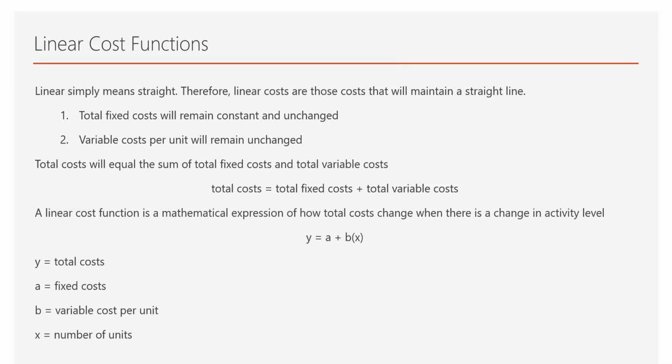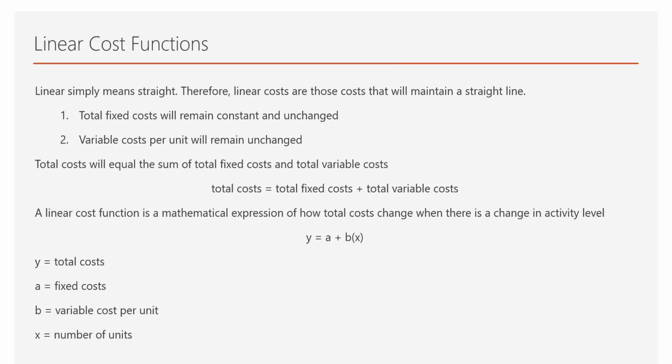Now we can put this into a linear cost function. A linear cost function is simply a mathematical expression of how total costs will change when there is a change in activity level. For example, my total cost should go up the more I produce in total, and my total cost should go down the less I produce. And this cost function is just simply a mathematical expression to let us estimate what total costs will be at a given level of activity.